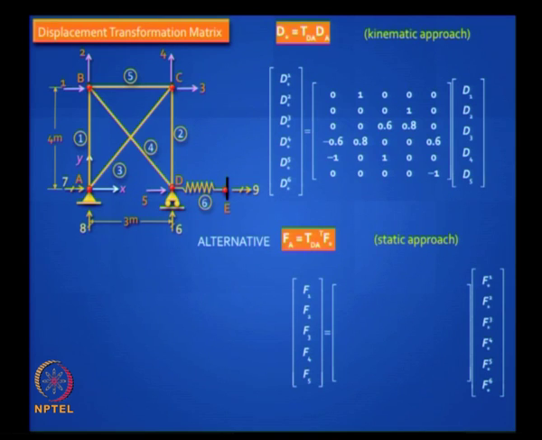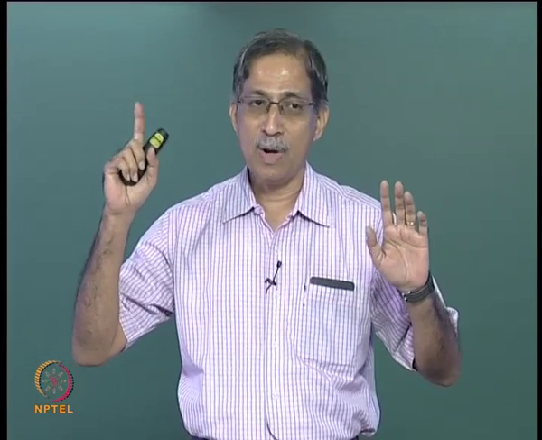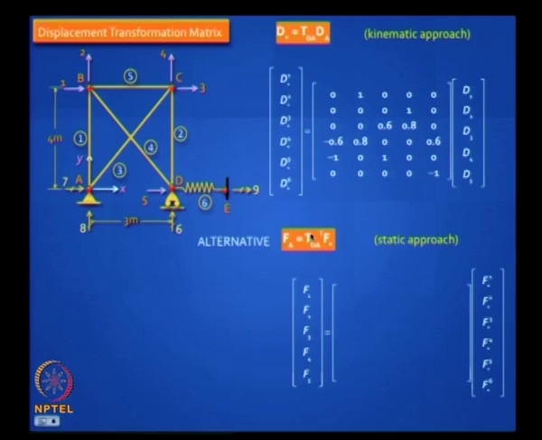Please note, in the kinematic approach what we are doing is we have the structure. In the structure we are applying one global displacement at a time, arresting all the other displacements, and then we are finding out what happens at the element level. If you look at the element displacement vector, what do these quantities refer to? These are the element displacements.